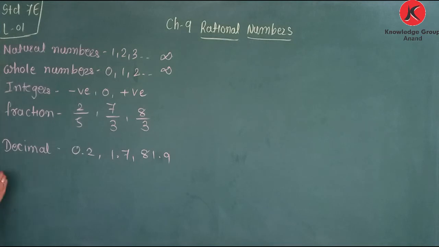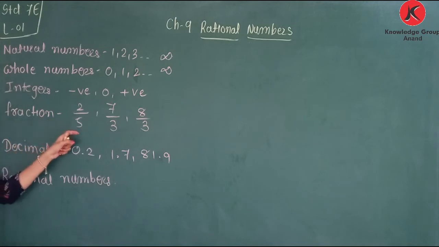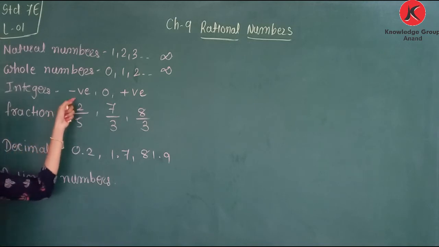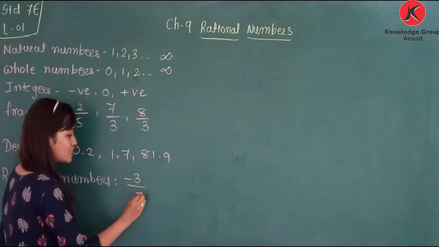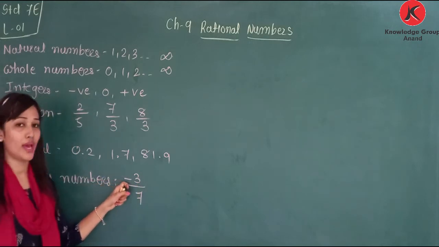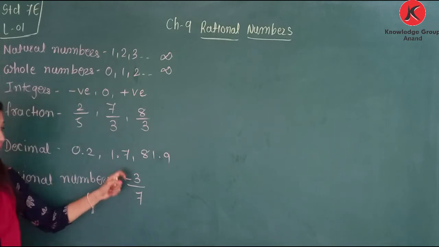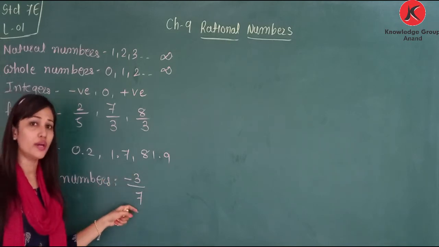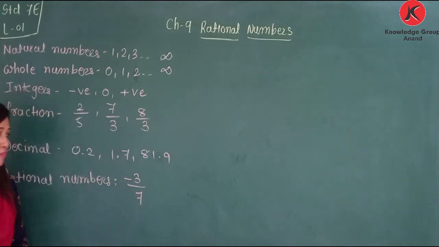Now, why do we need a rational number? Because sometimes we need to use a number in a fraction form that contains integers in a numerator or denominator. For example, minus 3 by 7. So in a numerator we have an integer, minus 3. So sometimes we need to use a number that contains integers in a numerator or a denominator, in a fraction form. So these numbers are called the rational numbers.